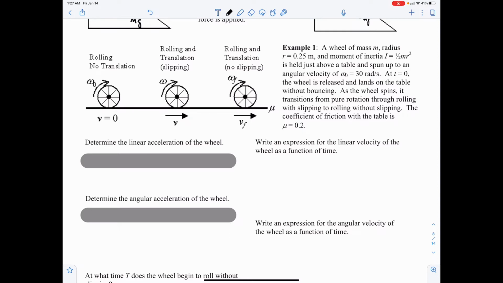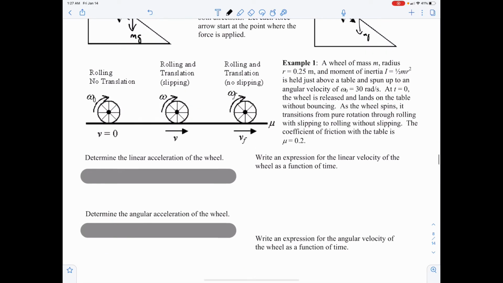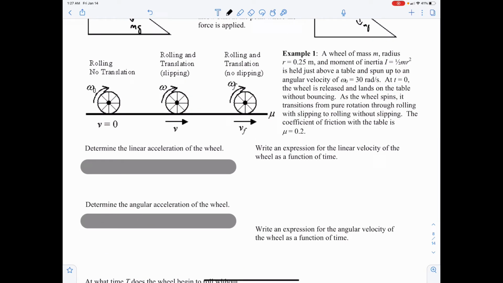Okay, we have a wheel of mass m, radius 0.25, and moment of inertia I equals 1/2 mr squared, held just above the table and spun to an angular velocity of 30 radians per second. That would be right here. At time equals 0, the wheel is released and it lands on the table without bouncing. As the wheel spins, it translates from pure rotation through rolling with slipping to rolling without slipping. The coefficient of friction on the table is 0.2.